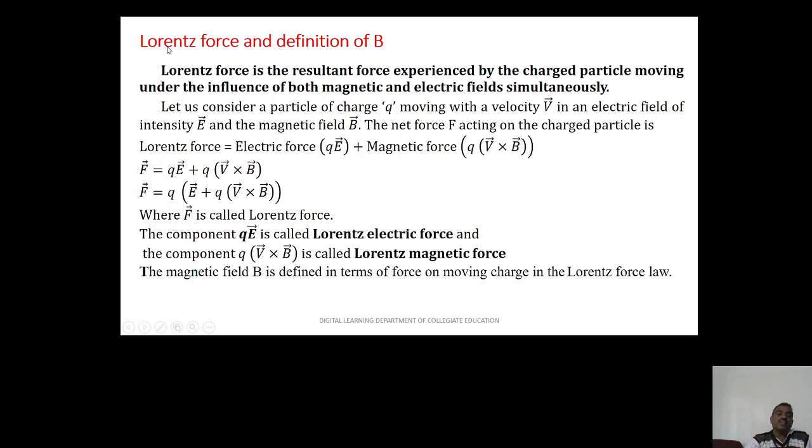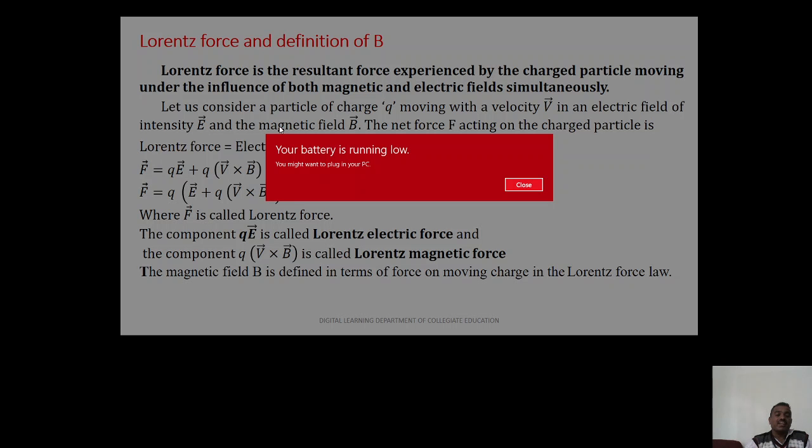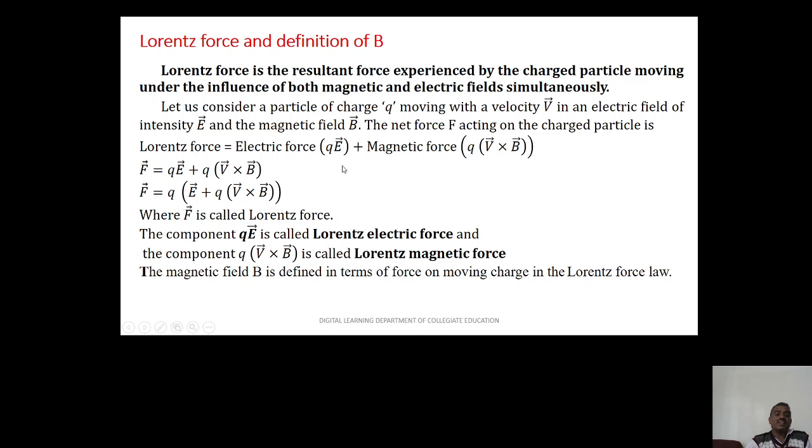And if you come to the Lorentz force, the Lorentz force is the combination of force experienced by charged particles moving in both the electric field as well as the magnetic field. Let us consider a particle of charge Q moving with a velocity v in an electric field of intensity E and a magnetic field B. Then the net force acting on the charged particle, the Lorentz force, is the sum of the electric force plus the magnetic force.